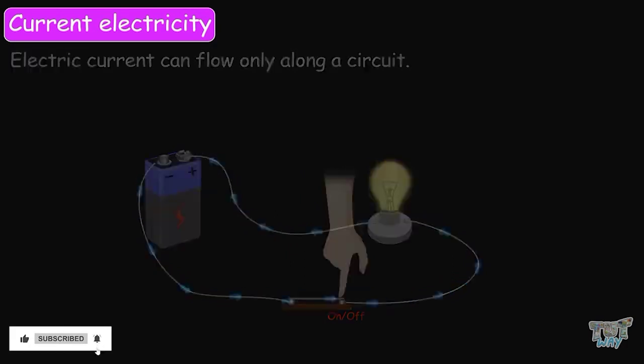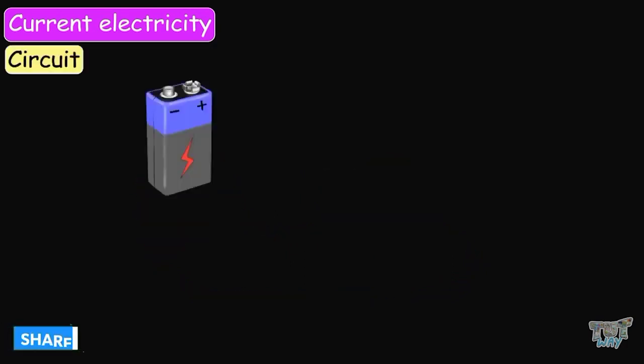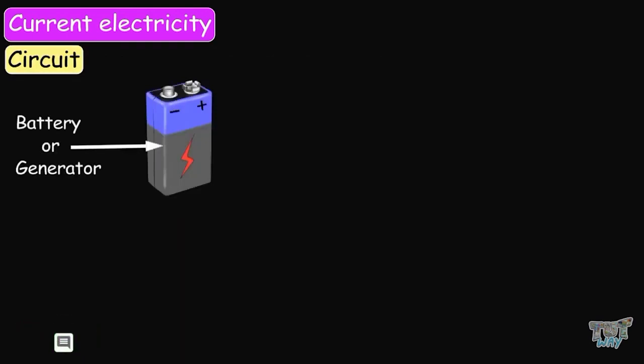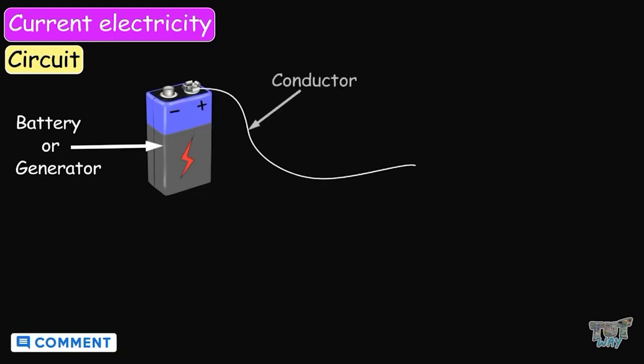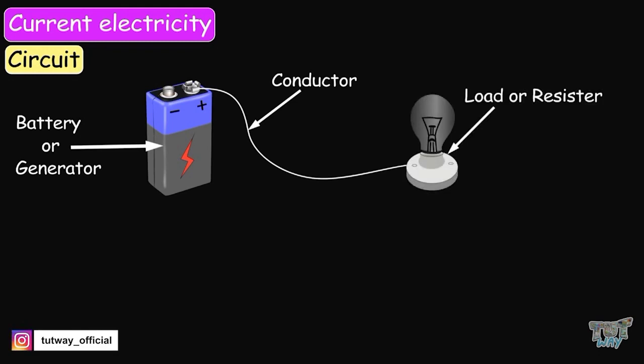What is a circuit? The circuit includes a source of electricity. This can be a battery or a generator, and then a medium for the electrons to move, and this medium is known as a conductor. The wires that carry the electric current are conductors. The next part of the circuit is known as the load or resistor, and it is an electric appliance that needs to use the electricity.